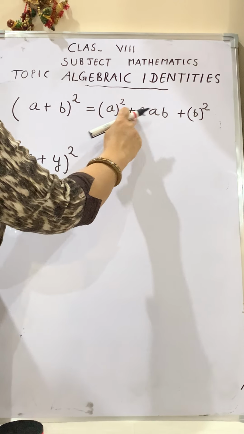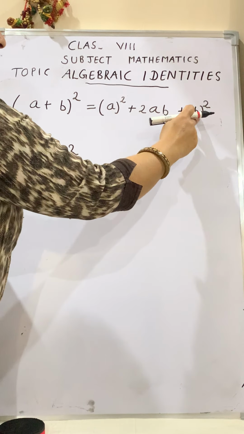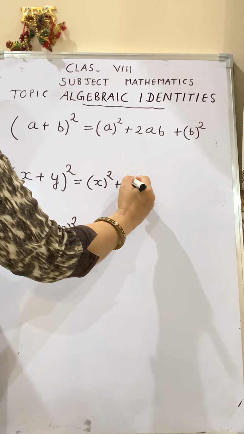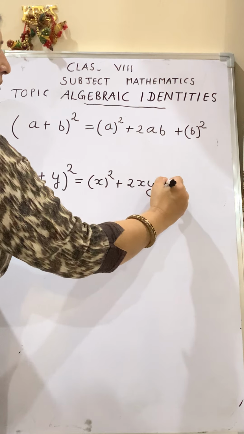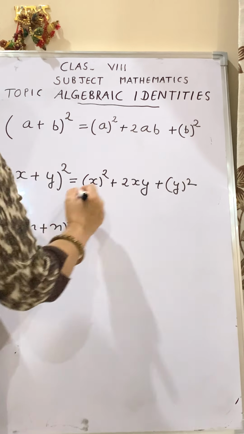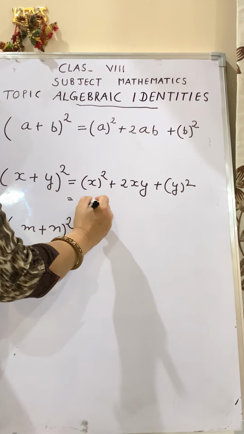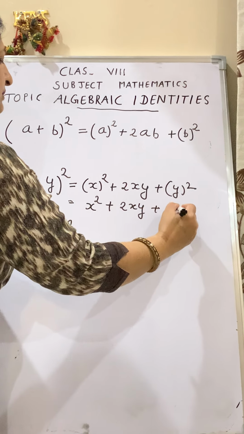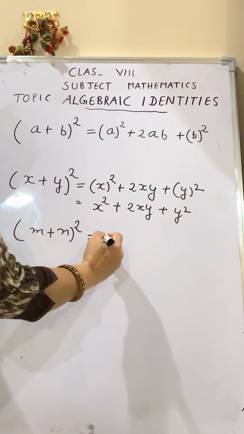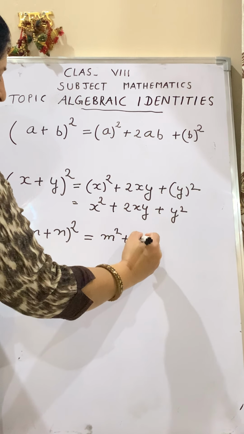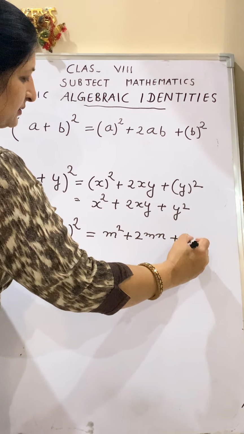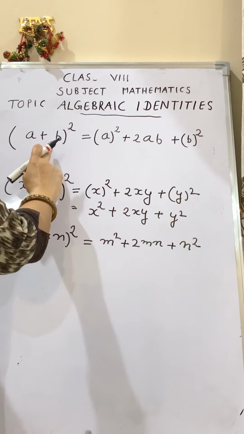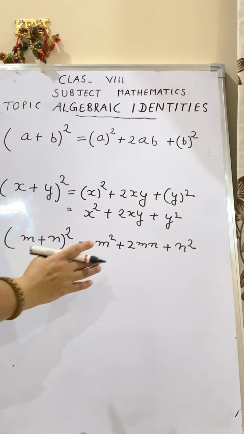Square of first plus twice of these two numbers plus square of second. Same we can write x whole square plus twice of xy plus y whole square. You can write it in this way, so we can write x square plus 2xy plus y square also. Similarly, m square plus twice of mn plus n square. So it is the first algebraic identity. It is satisfied for all values of variable.